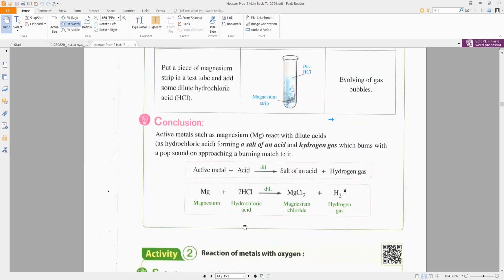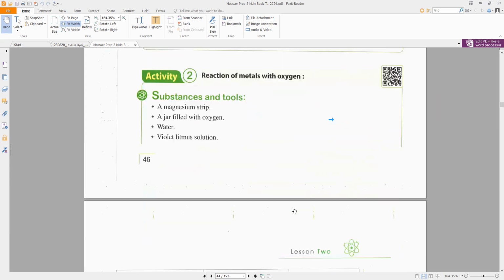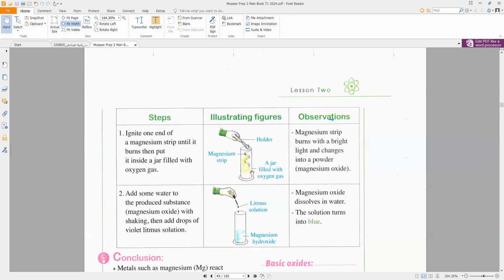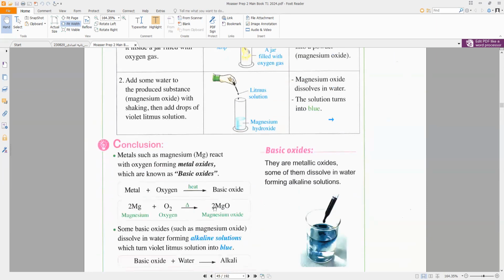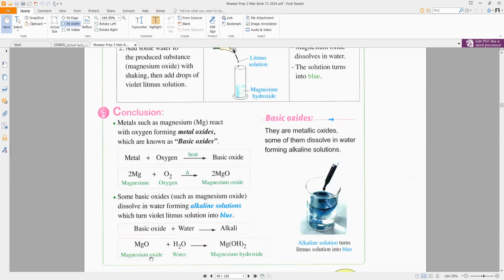When the compound starts with H, this is an acid. When it has positive and negative ions, composed of two parts, positive and negative, it is called a salt. This is the difference between acid, salt and base. So when the metal reacts with oxygen, it forms metal oxide. In this case, magnesium oxide, a white powder. When we add water to the magnesium oxide and it dissolves, it forms a basic oxide because it has an OH group. It's called magnesium hydroxide.